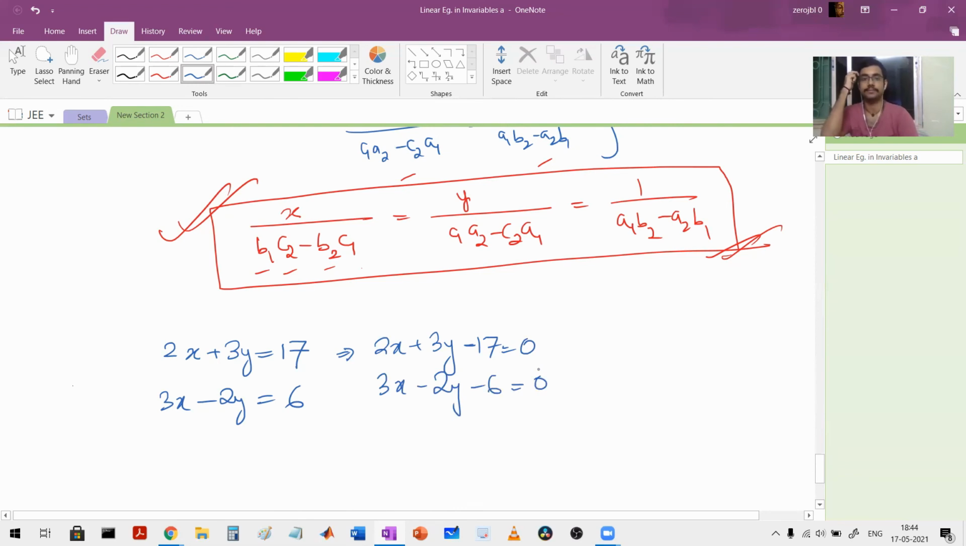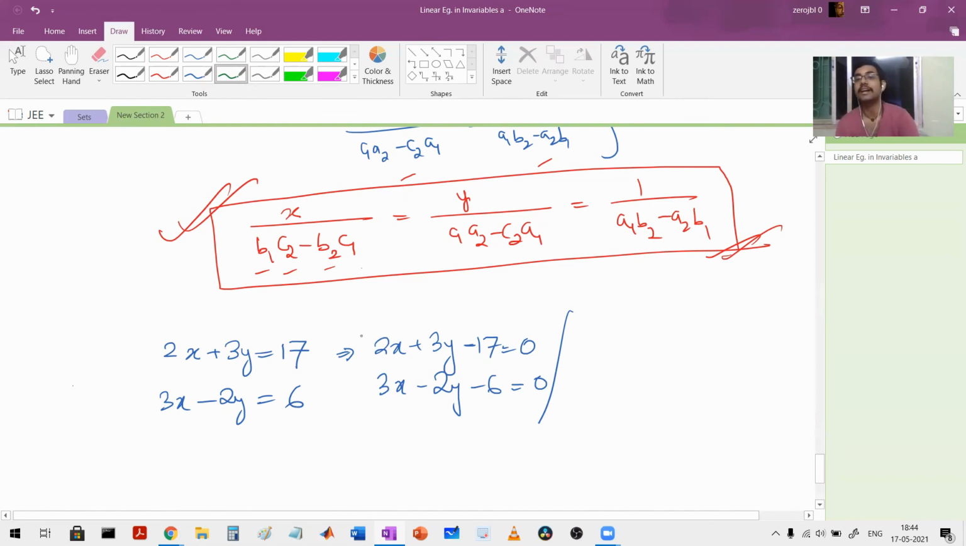Is this clear? This is the first step. Now I can find the value of x and y in one line, not find one and then put the other value in the other equation, not like that. Just in one line I can find.